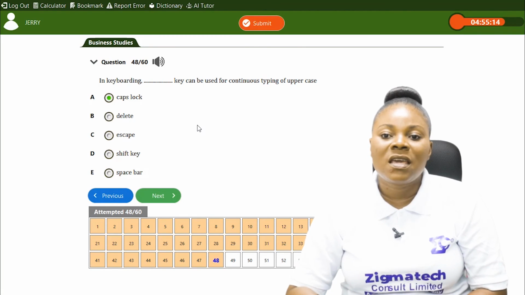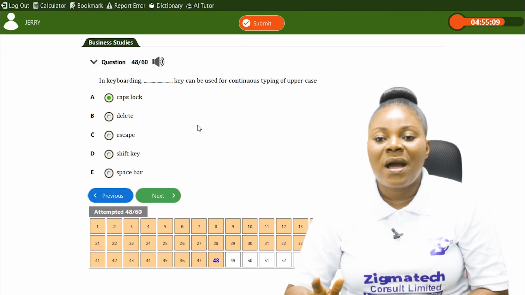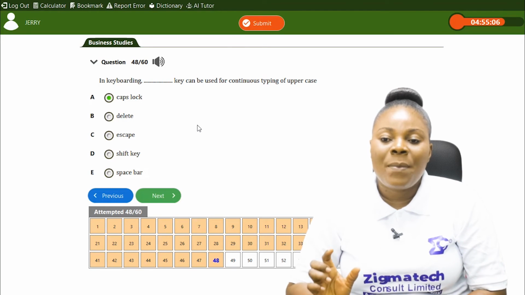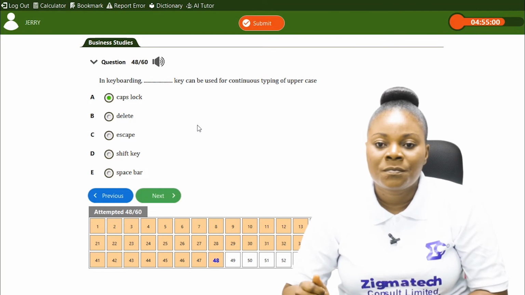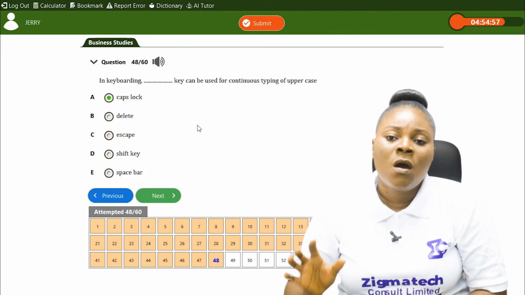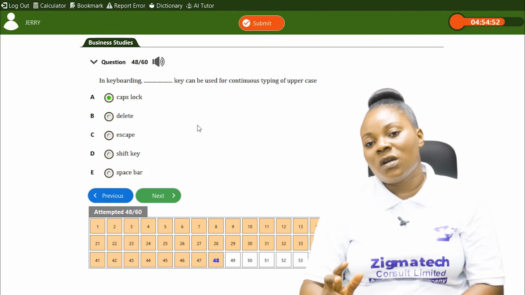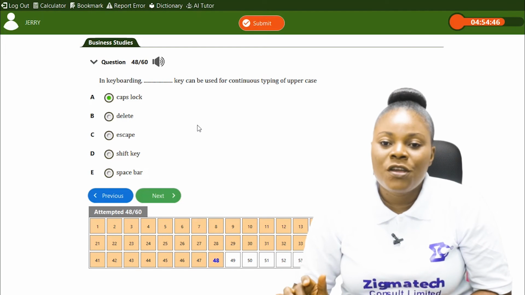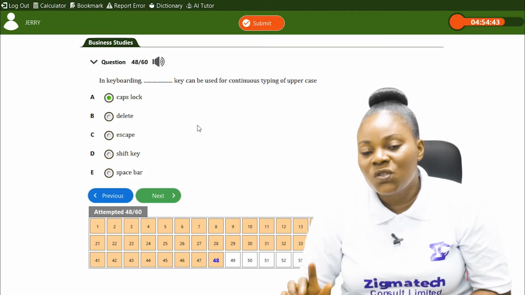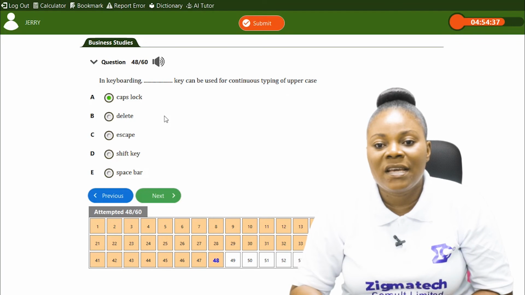The caps lock is the key that is used to type continuously using the uppercase. If you want to continuously type uppercase letters, you press your caps lock. Once your caps lock is on, whatever alphabet you type is going to be in capital letters. If you want to continue typing in lowercase, which is the opposite, that's the small letters, all you need to do is to release the caps lock. Once you release it, it goes off, then you continue typing your lowercase letters. So the answer is option A, caps lock.